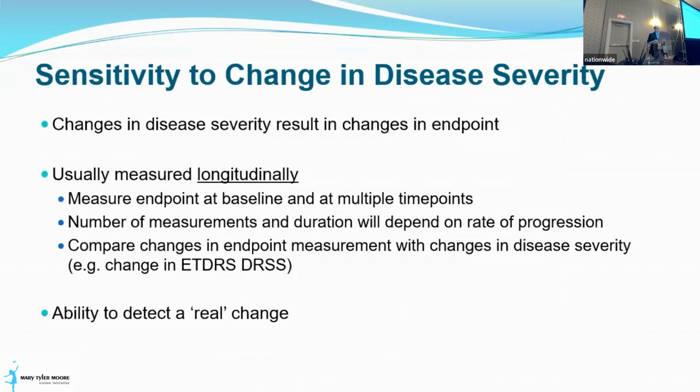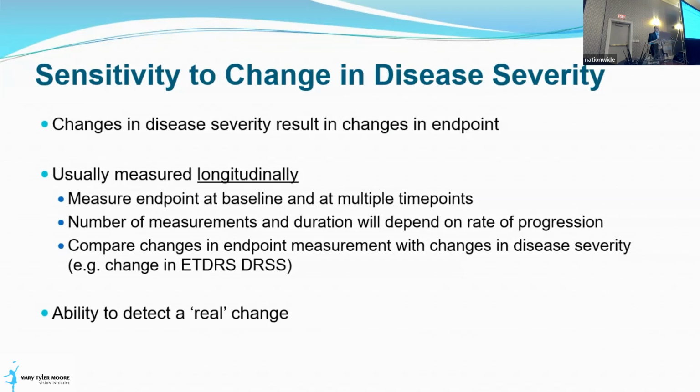When we get a little bit more complicated, we look at change over time. This is more challenging because we obviously need a much longer study. We're looking at how the disease changes compared with how the endpoint changes. This is usually measured longitudinally. How long is going to really depend on what we would expect of the natural history of the disease, and that will be part of the discussions that we have later on.